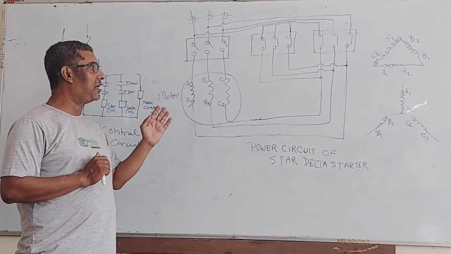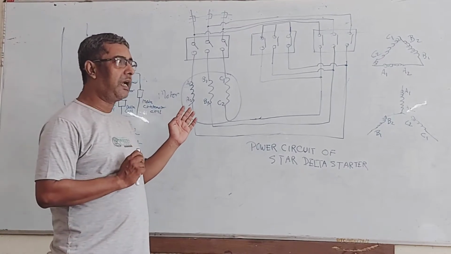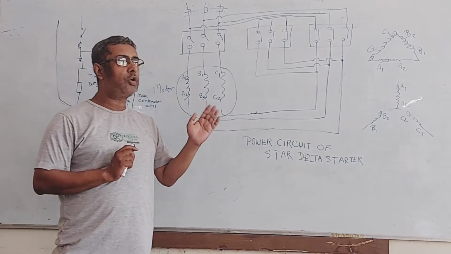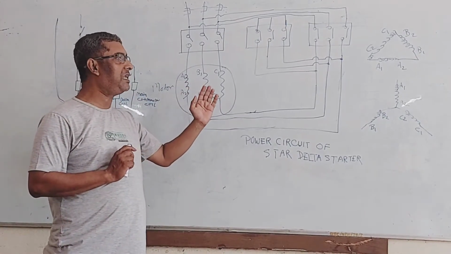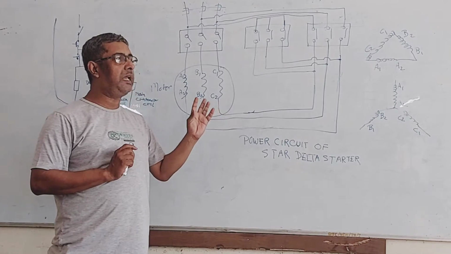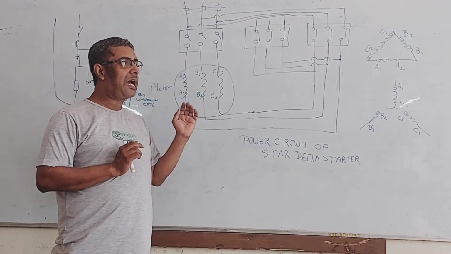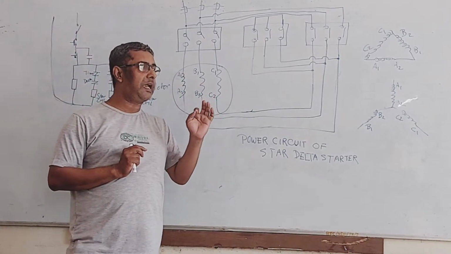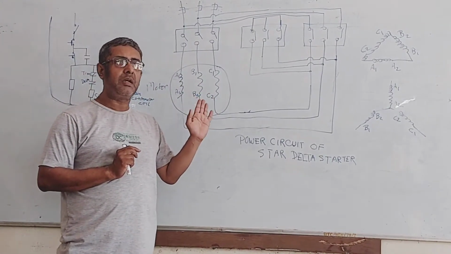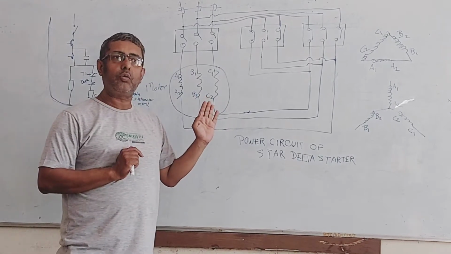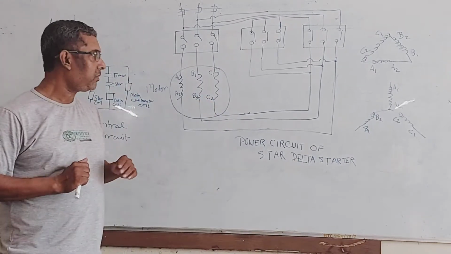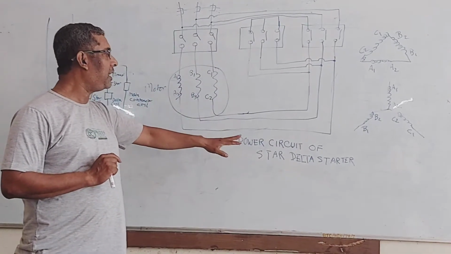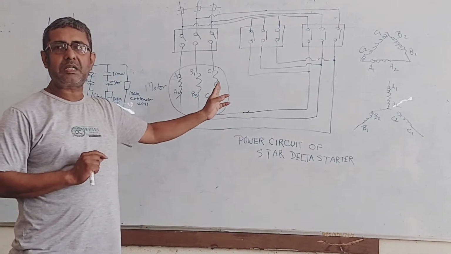What is a star delta starter? A star delta starter is basically a starter that, when the motor starts in the initial stage, connects the motor winding in star, and after some time, when it has already started and the current has reduced, it converts the motor winding into delta. Now here I have shown the power circuit of a star delta starter.